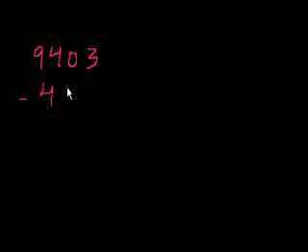Let's do a couple more. I might not do all of them, just depending on how much time we have. So let's say we have 9,403 minus 4,275. 4 is less than 9, 2 is less than 4, but 7 is not less than 0, and 3 is not less than 5.